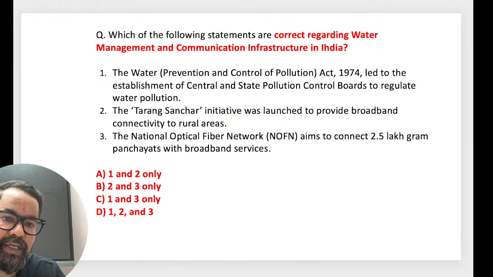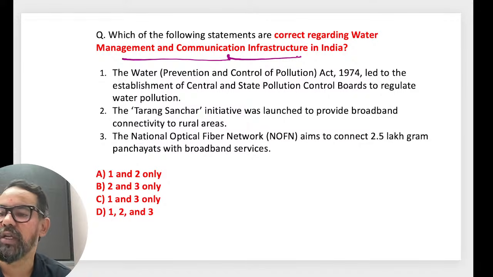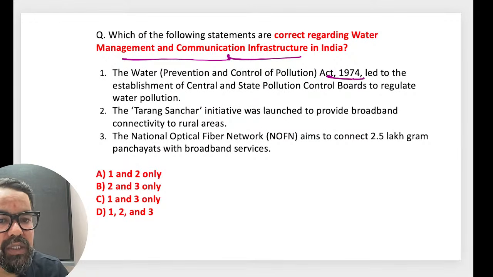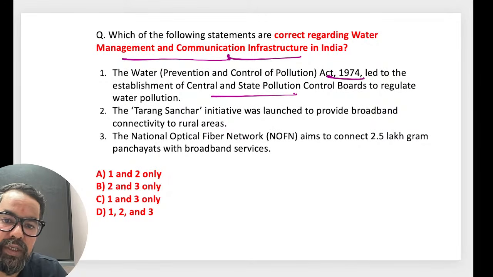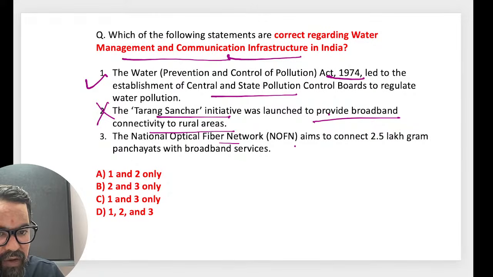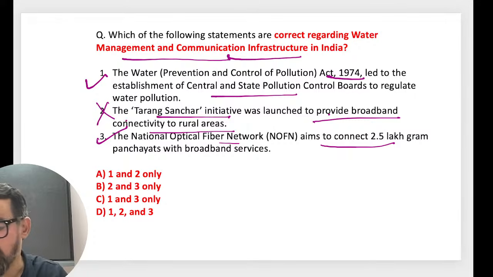Which of the following statements is correct regarding water management and communication infrastructure in India? The Water Prevention and Control of Pollution Act 1974 led to the establishment of Central and State Pollution Boards to regulate the water. Thus, Tarang Sanchar initiative was launched to provide broadband connectivity to rural areas, no. It is something around those mobile towers and all. Okay, not related to this. It is mobile towers, not regarding broadband. This is true. National Optical Fibre aims to connect 2.5 lakh. This was the target of this particular scheme. That is also true. ठीक है, तो 1 and 3 means C will be the right answer for this particular one.